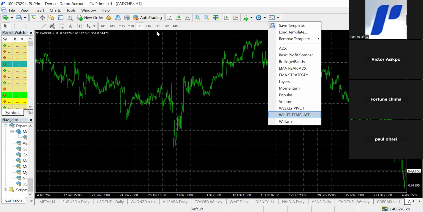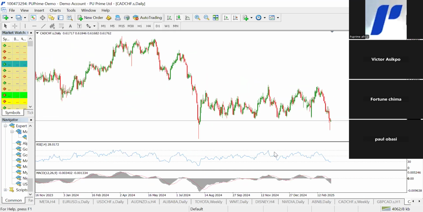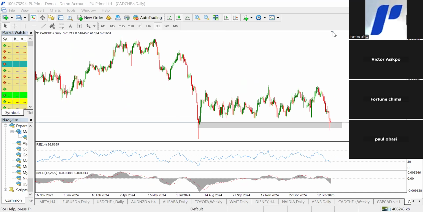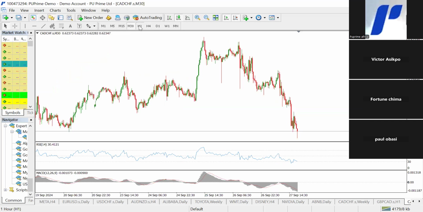So the CAD CHF is having the same structure as what we saw on the AUD CHF. The candle for yesterday also closed as a rejection candle at a support zone. So we're expecting a reversal in price, just exactly as what we saw on the AUD CHF. So the structure is the same, so I wouldn't waste too much time on it. So you can trade one or look at trading both of them if your account can carry it.